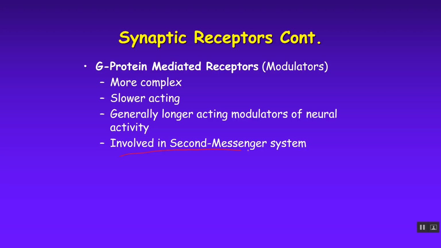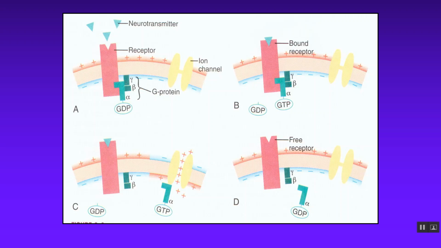These are involved in what's called the second messenger system. We'll go over the second messenger system here in a minute. So here's one way. This is not the only way. We're going to go over some other ways that the G protein mediated receptors will work. So here's this G protein mediated receptor.